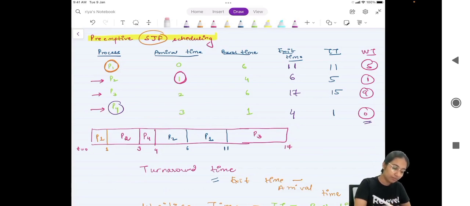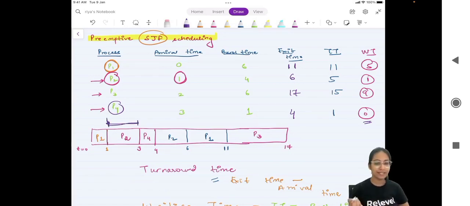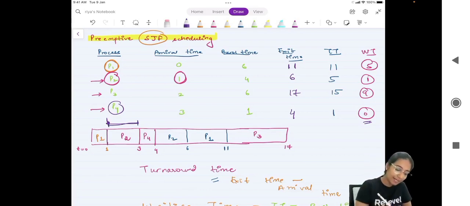Okay, another one. Here we have, let's say, the process P2. For the process P2, what time did it arrive in the system? 1. And it got started at instance 1 only. And then it had to wait for 1 second to continue its execution. Hence, the waiting time is 1.